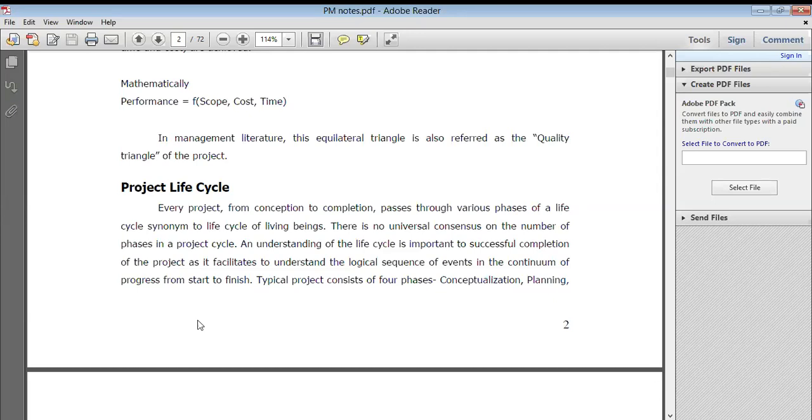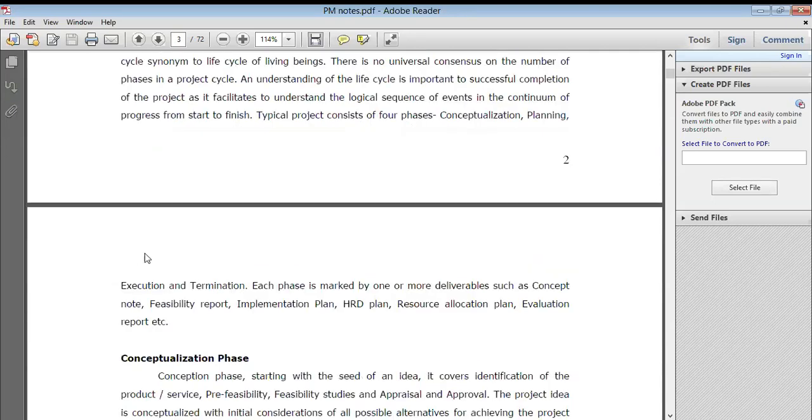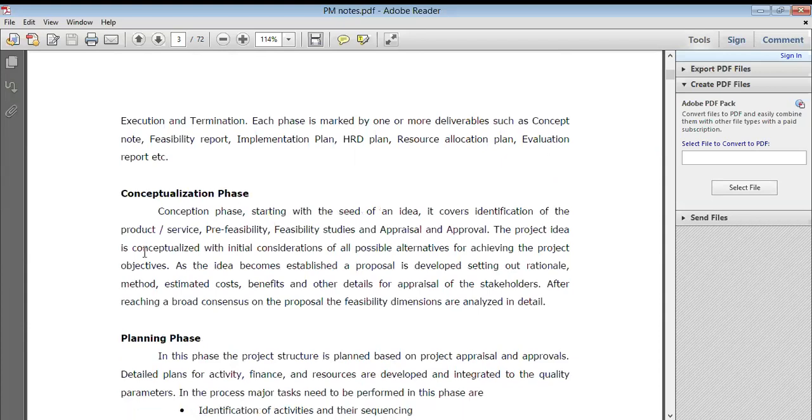So what is the project life cycle? Every project from conception to completion passes through various phases of a life cycle, like the life cycle of living beings, and there is no universal consensus on the number of phases in the project cycle. Understanding the life cycle is important to successful completion of the project, as it helps to understand the logical sequence of events in the continuum of progress from start to finish. A typical project consists of four phases: conceptualization, planning, execution, termination.